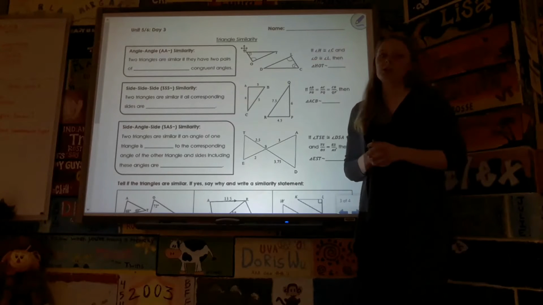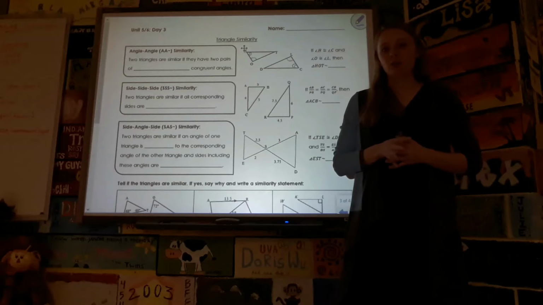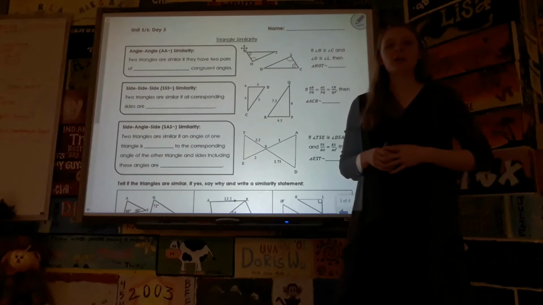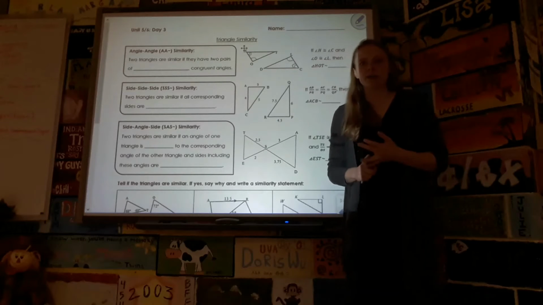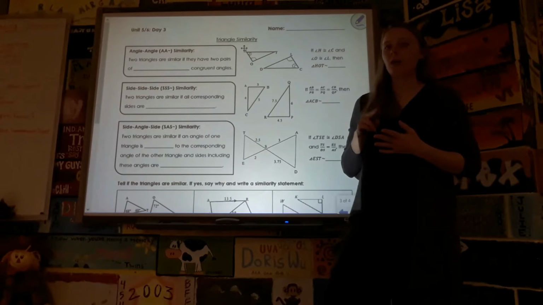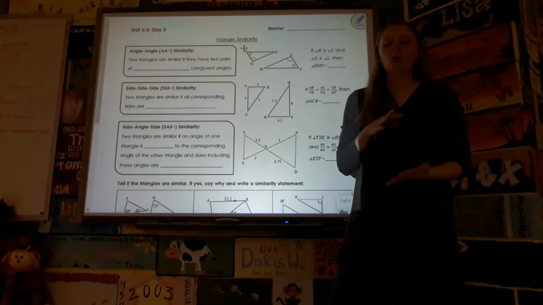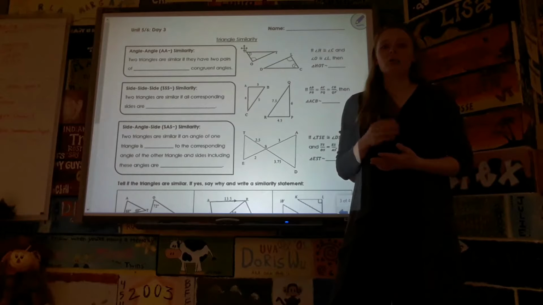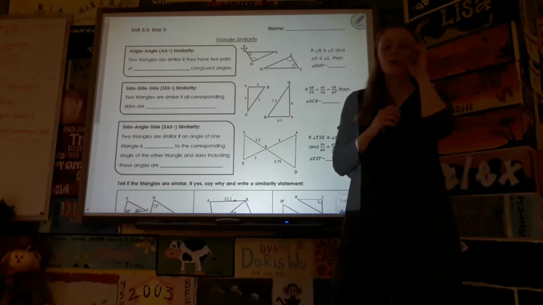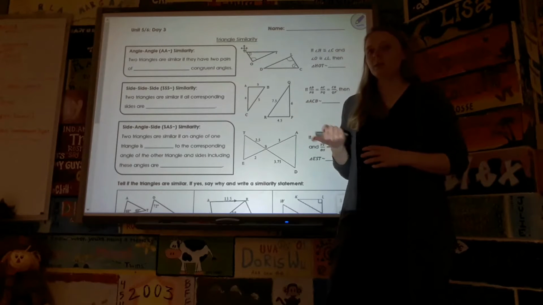So these are going to look very similar to the big 5 rules that we had in Unit 4, where we're proving that triangles are congruent. So it was like side, side, side, side, angle, side, angle, side, angle, angle, angle, side, and HL. Those are exclusively for proving that triangles are congruent. It's very important you not mix those up with these.